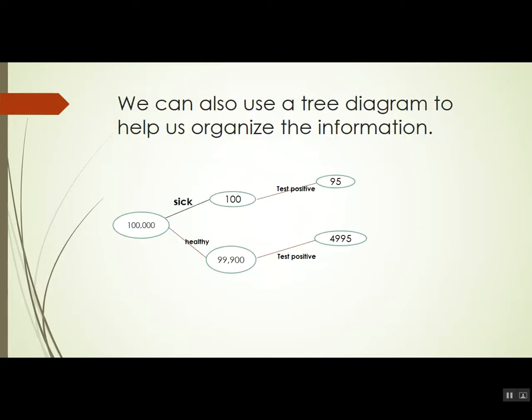And we can also look at this as a tree diagram problem. So we start here with the 100,000 people, break them up into 100 sick people, 99,900 healthy people, 95% of these test positive, 5% of these test positive. What I didn't do was draw in the rest of the people, the ones who test negative, which would have been further branches down each of these, but I didn't need them for the problem.